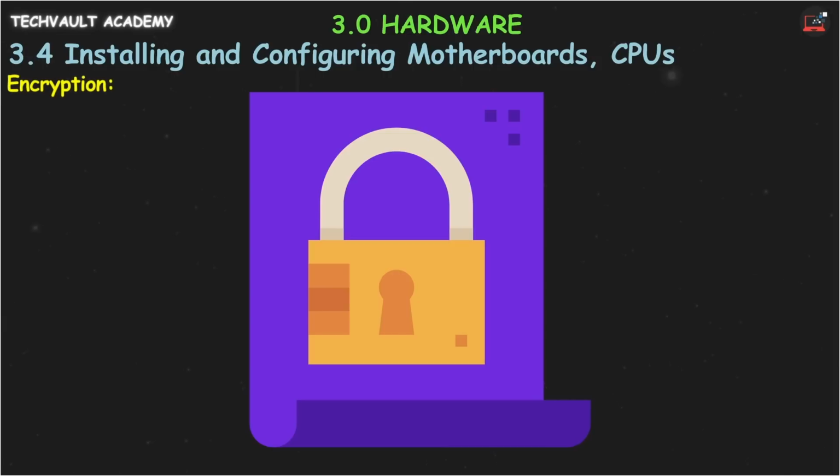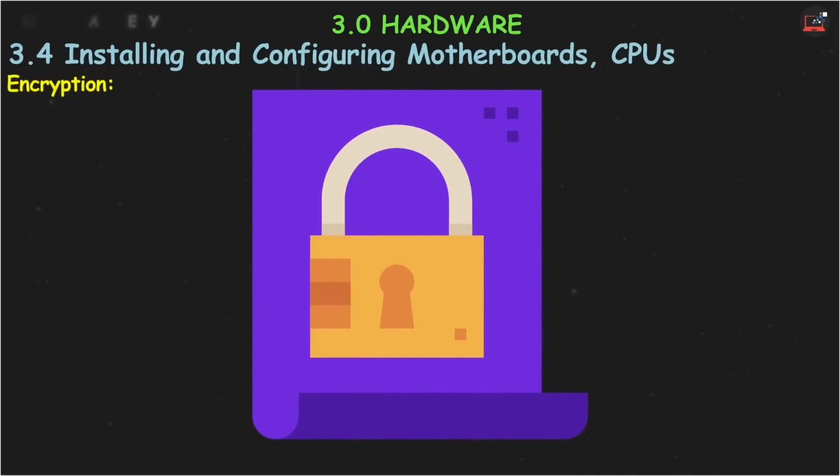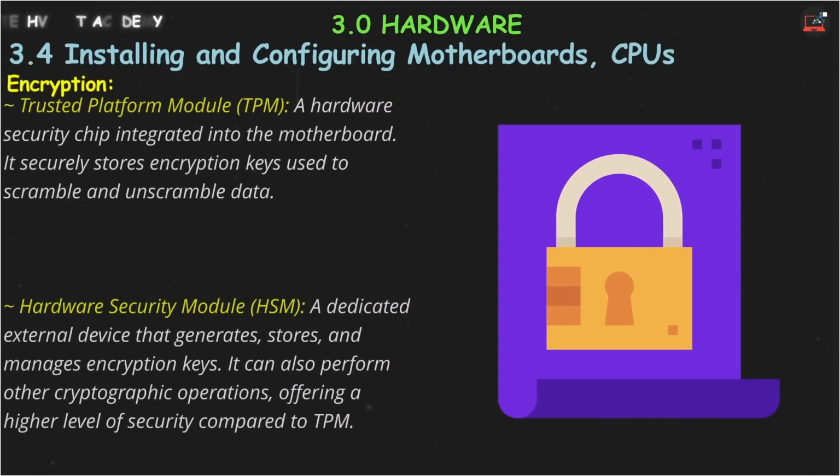Encryption. Data encryption protects your information from unauthorized access. Here are two common solutions. Trusted Platform Module, TPM: a hardware security chip integrated into the motherboard. It securely stores encryption keys used to scramble and unscramble data. Hardware Security Module, HSM: a dedicated external device that generates, stores, and manages encryption keys. It can also perform other cryptographic operations, offering a higher level of security compared to TPM.